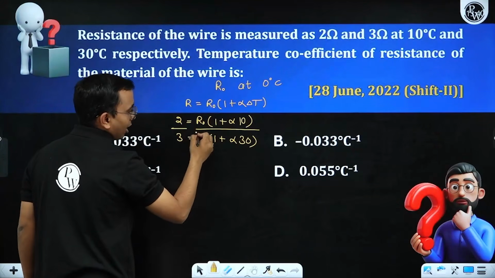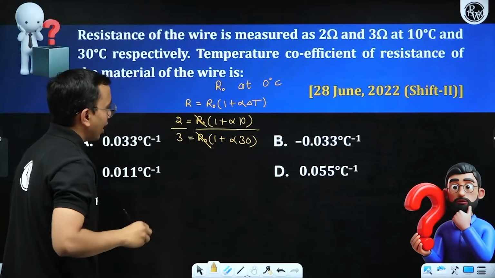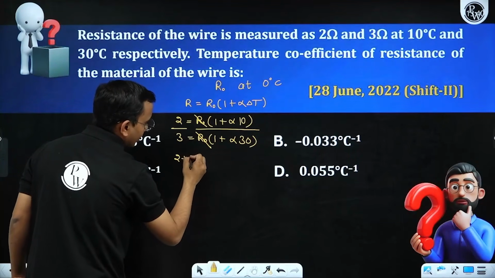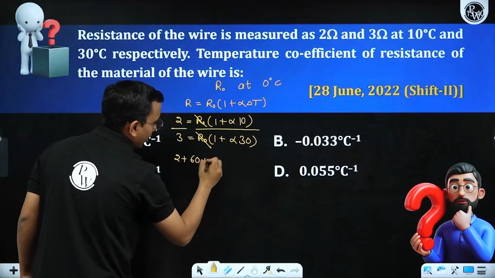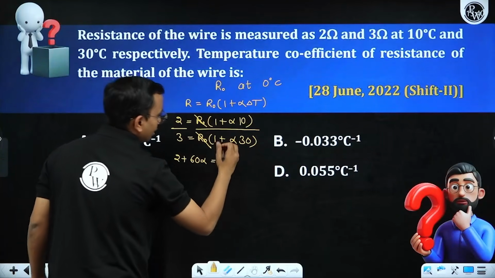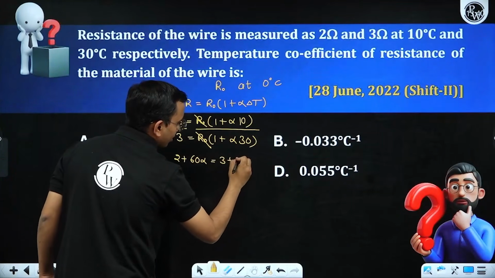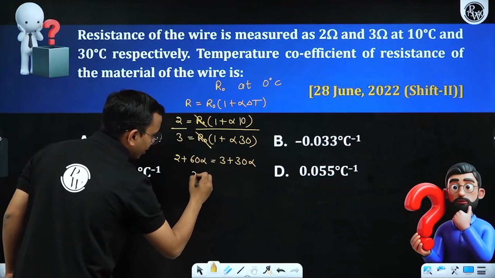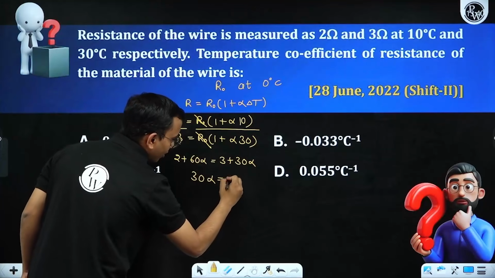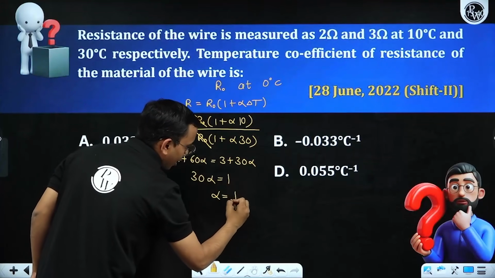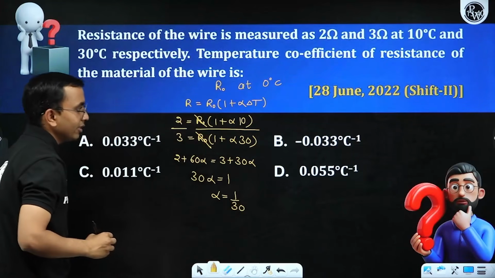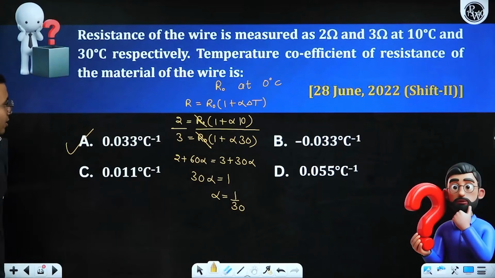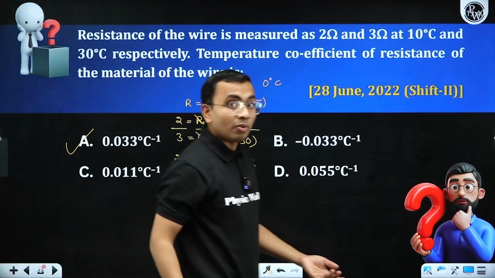When you divide them, R naught will cancel out, and from here it will become 2 plus 60 alpha equals 3 plus 30 alpha. From here, 30 alpha comes out to be 1. So alpha is basically 1 by 30. 1 by 3 is 0.33, so this will become 0.033 per degree Celsius.